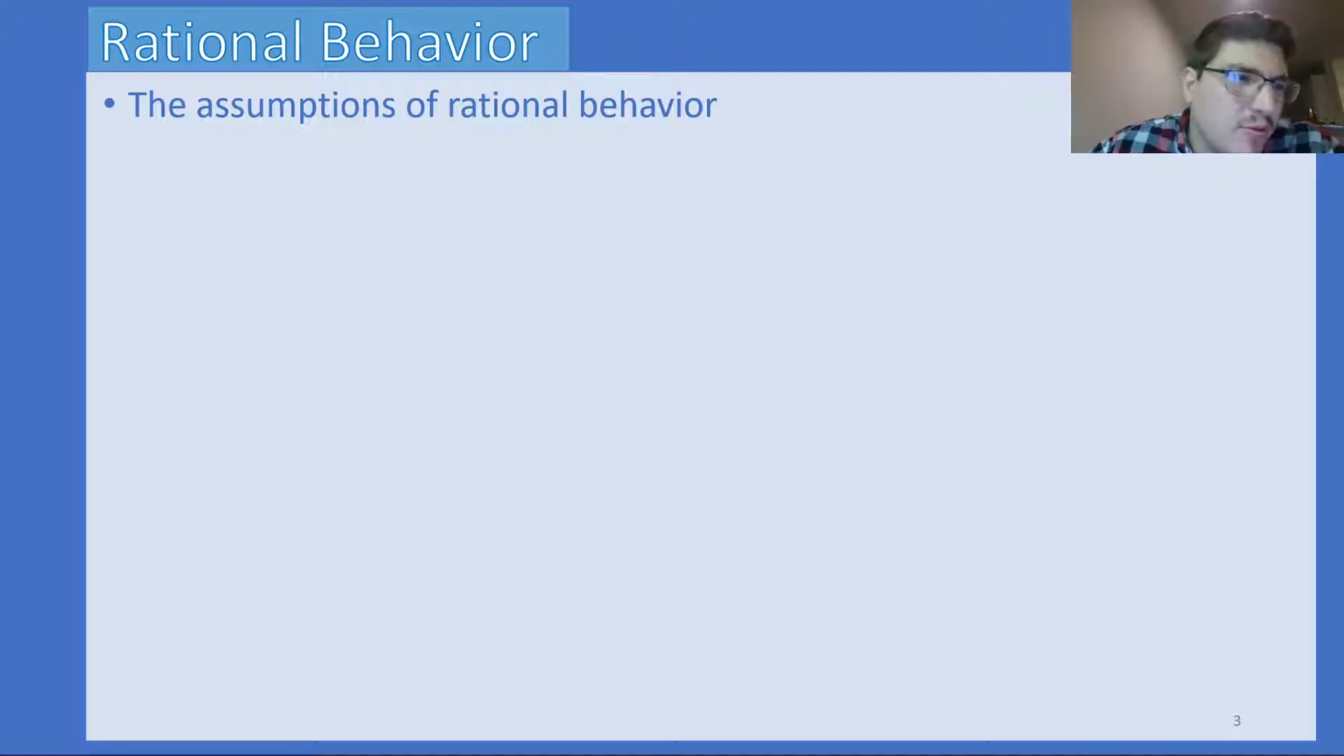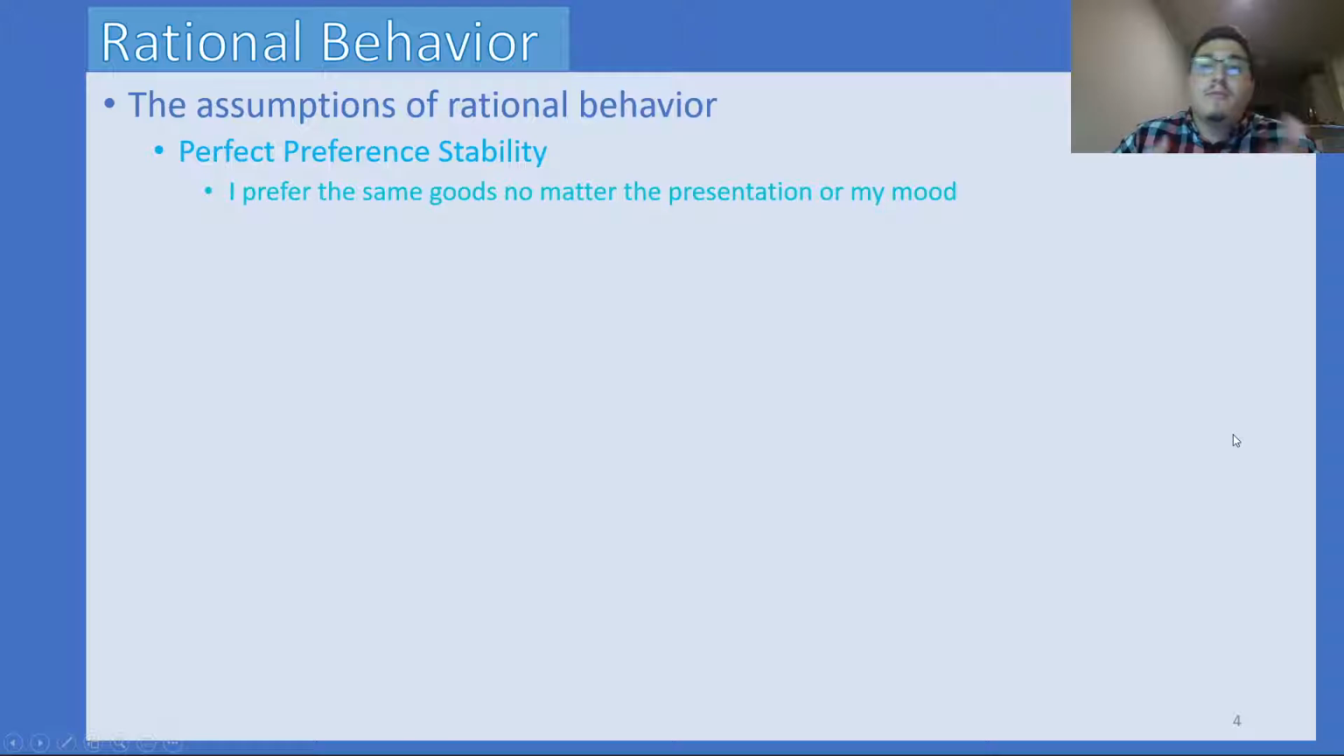So to have all that 101 economics, to have the perfectly competitive market work out and all these things, you need these assumptions of rational behavior. You need these to work out. You need perfect preference stability. That says that I prefer one thing, or I prefer the same thing, from moment to moment. I don't have my mood affect my choice, for instance, would be one deviation from this assumption. So no matter the presentation of goods, no matter my mood, I prefer the same things.